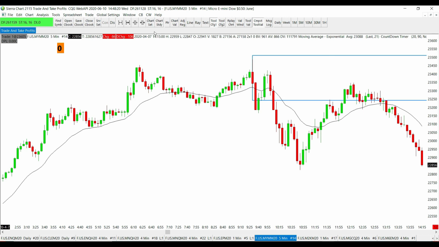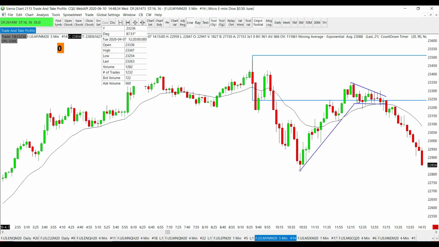Another thing I'm seeing, guys, is this right here. You see this right here? We are consolidating right here. So if we break this, guys, I'm getting in. Those are the two ways I would get in right here. Or let's go right here, guys. What do we see? Boom, a trend line break.